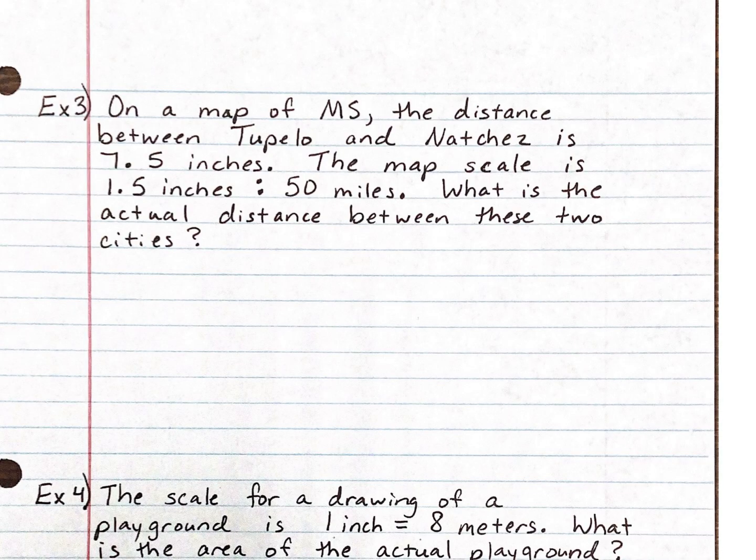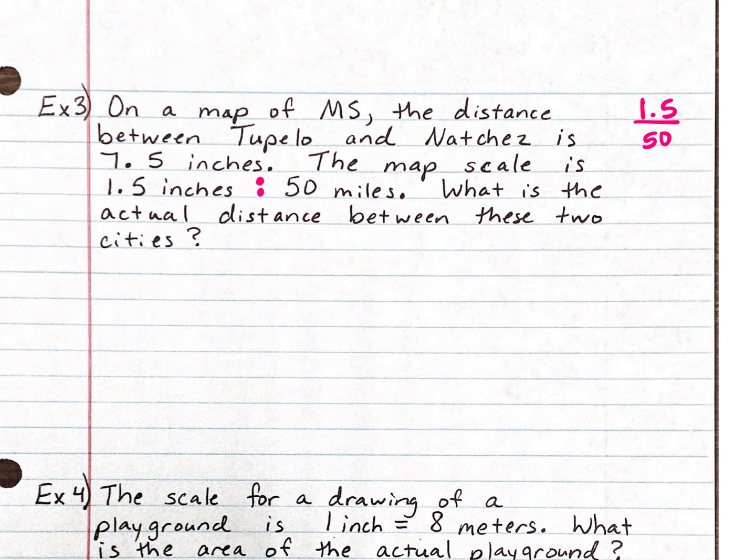Example 3. On a map of Mississippi, the distance between Tupelo and Natchez is 7.5 inches. The map scale is 1.5 inches for every 50 miles. What is the actual distance between these two cities? So first of all, I want you to notice this little symbol here, this colon between 1.5 inches and 50 miles. That is just another way of writing a ratio. It is the same thing as writing 1.5 over 50. It's just written in a different way.